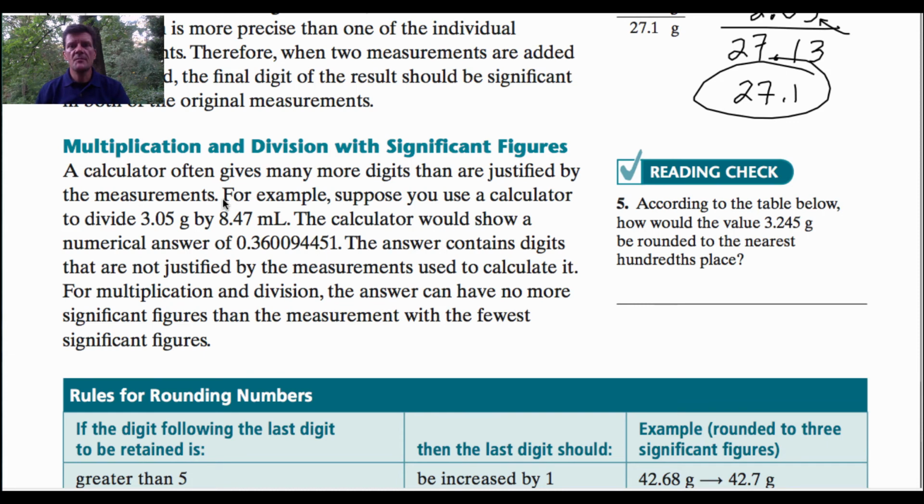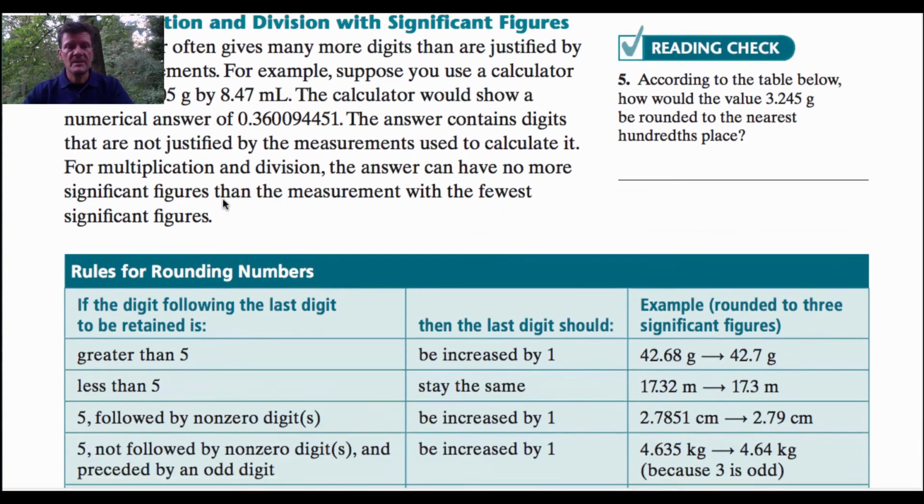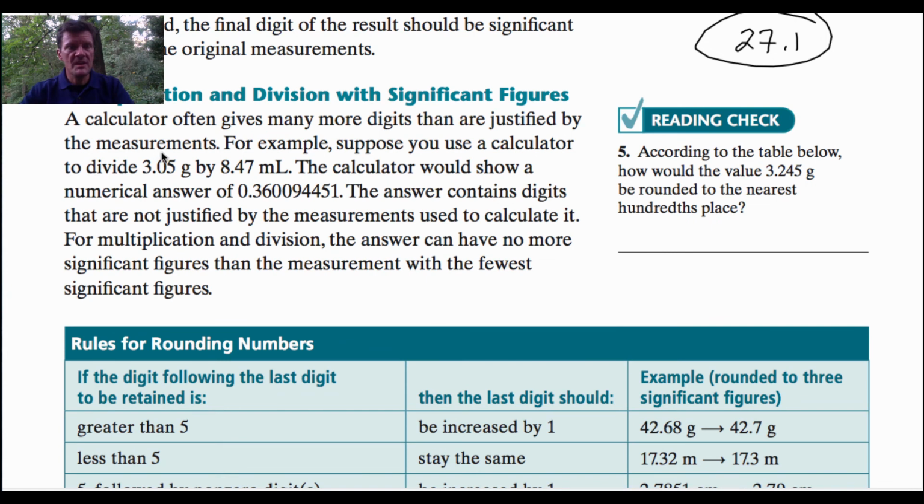Okay? When you multiply and divide, it's a little bit different. All you do is you count up the number of significant figures in the number that has the least number of sig figs, and then you make sure that your answer has that number of sig figs as well. Okay? So for example, when you multiply 3.05 right here times 8.47, okay? Oh, sorry, they're dividing it. My apologies. We're dividing this, okay?